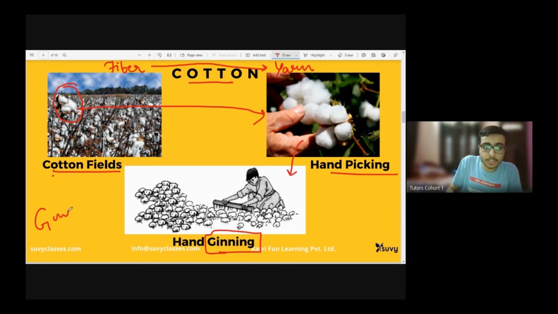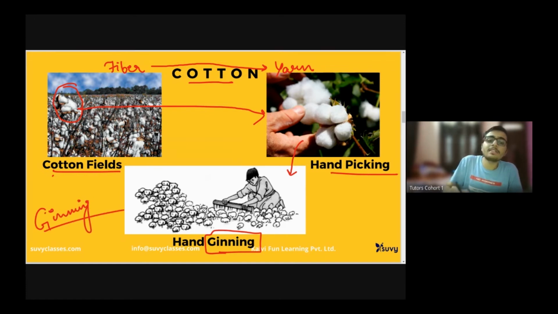Ginning. Note it down. This is the process where we remove seeds. What is this? This is nothing but the fruit of the cotton plant. Fruit has seeds. So seeds need to be removed from the cotton balls, and this process is known as ginning. Then this is sent to small industries where it is converted from cotton balls to cotton yarn. Very good.